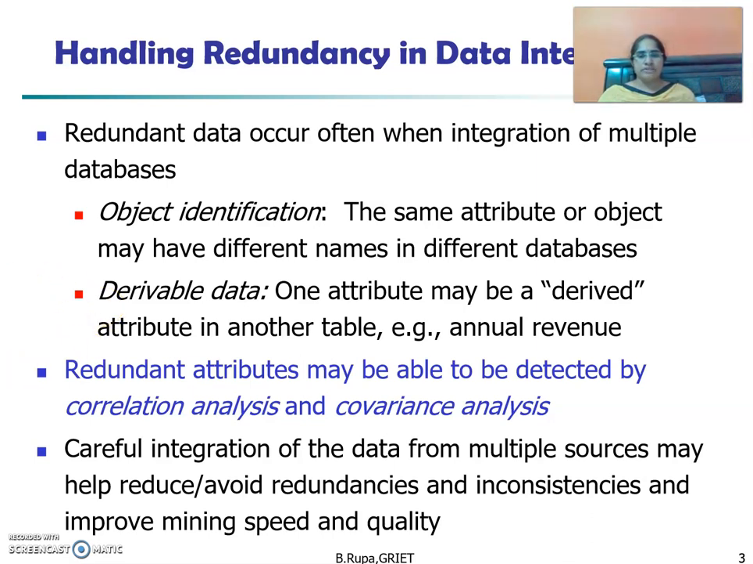Redundant attributes may be detected by using correlation analysis and covariance analysis. With the help of correlation analysis, we can easily detect redundant attributes. We will see correlation analysis for both nominal attributes and numeric attributes. Careful integration of data from multiple sources may help reduce redundancies and inconsistencies, and it will improve the mining speed and quality also. If we do this integration carefully, it will avoid all the redundancies and inconsistencies, and that helps improve the data mining system as well.